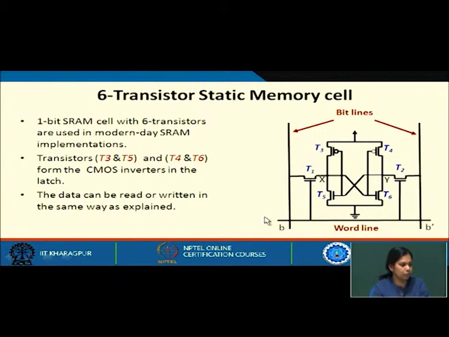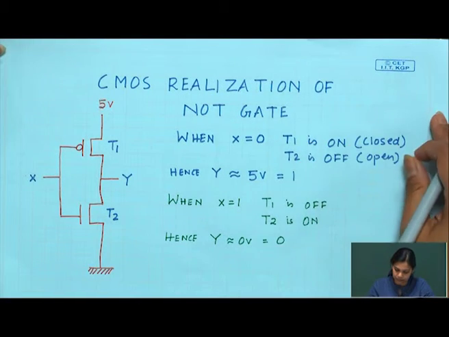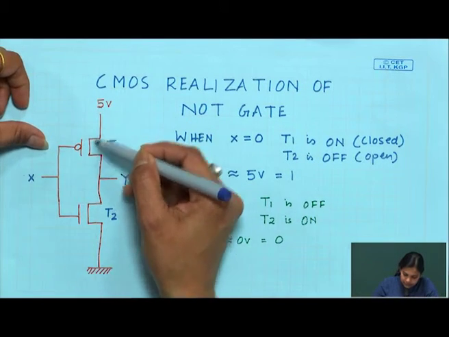Now, before moving on, if you consider this diagram, you have a NOT gate. So, let us see the CMOS realization of the NOT gate. Here is the CMOS realization of the NOT gate. You can see here that this is the circuit.